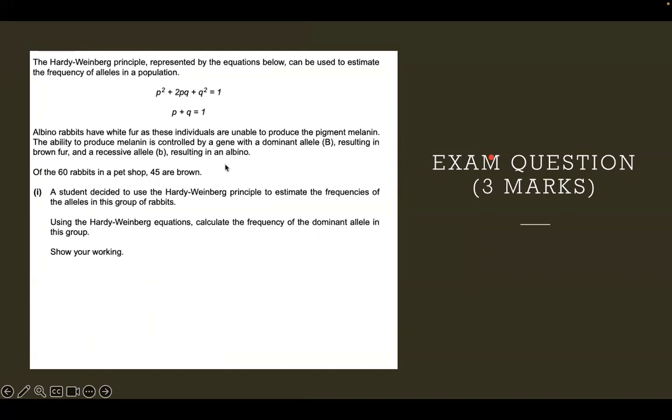But just to point out, dominant allele B results in brown fur. So make sure you remember that when you're referring to this 45 here, you're referring to dominant. And make sure you plug it into the right equation as well. That's my other top tip for you.